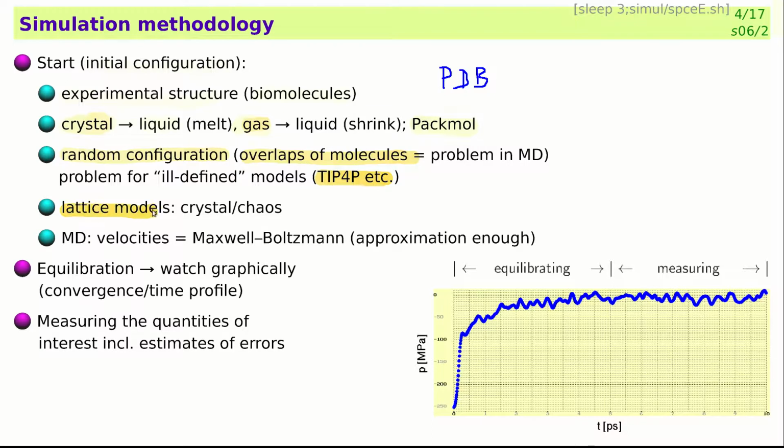For lattice models, we usually use a crystal or an organized configuration, or chaos. Also, in molecular dynamics, we need velocities. We use the so-called Maxwell-Boltzmann distribution. It is the Boltzmann distribution of kinetic energies of particles, and it is enough to have a good enough approximation, because our system will create the good distribution during its development.